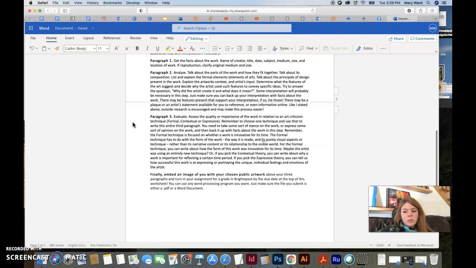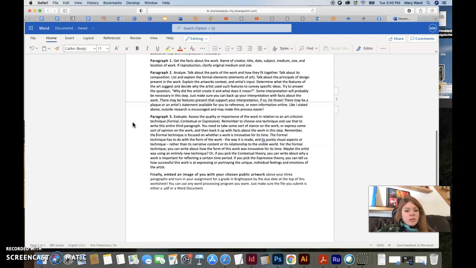More than likely there will be some sort of year and title and artist, and you can probably look at the work and figure out what it's made out of. Since we have learned about the different mediums, it might even be listed on the artist plaque as well, the medium. And there may even be an artist statement available for you to reference, or even information online. Like I stated above, outside research is definitely encouraged.